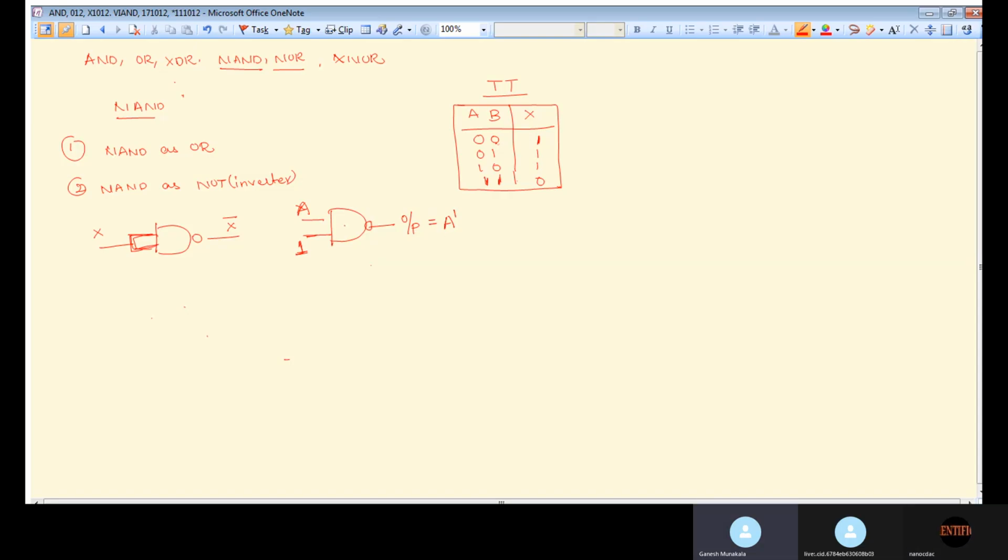So B is equal to 1 all the time. See here, when A is equal to 0, these two conditions we will take. B is equal to 1, when A is equal to 0, what is the output you are getting? X is equal to 1. When A is equal to 1, the output you are getting is 0. So this type of inverter is called a controlled inverter.